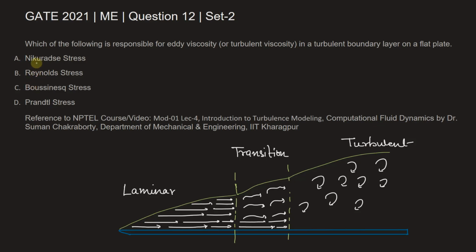Let me tell you the correct answer in the beginning itself. It's Reynolds stress. Although the interesting thing to note here is that all the stresses listed here are responsible for eddy viscosity, but not in the turbulent boundary layer on a flat plate. That is only Reynolds stress. The Reynolds stress theorem is used for the calculation of turbulent boundary layer on a flat plate. Now let's see all the stresses one by one.